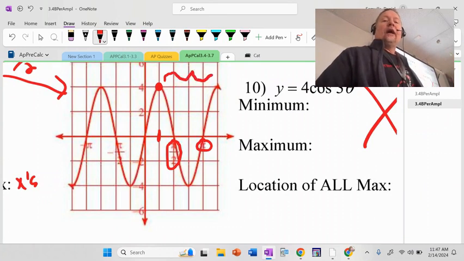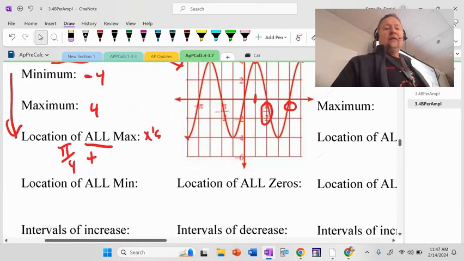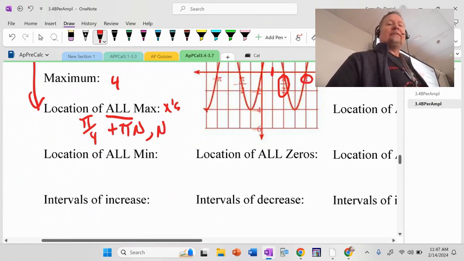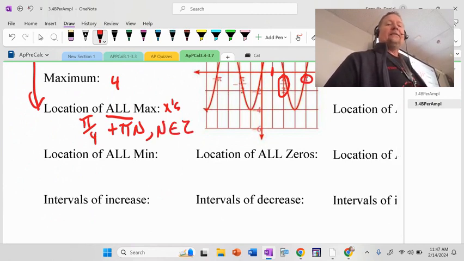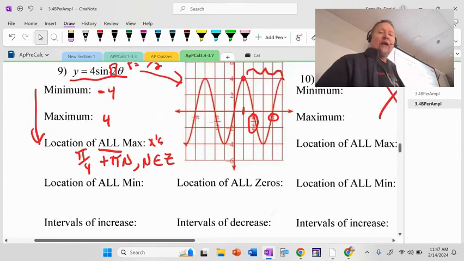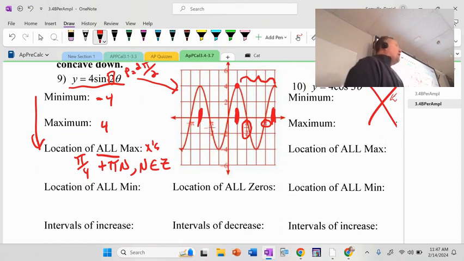How far away are these? Don't blow a brain gasket. What general word describes how far these are? It starts with a P. Period. And what was the period? Pi. So it's pi n. And then let's impress everybody. Let's put that n is an element of the integers. But what does that mean? N is an integer. So if I plug in 0 for n, I'm here. If I plug in 1 for n, I'm here. If I plug in -1, I'm here. It gives me all the locations of the high points. So that should be understood.